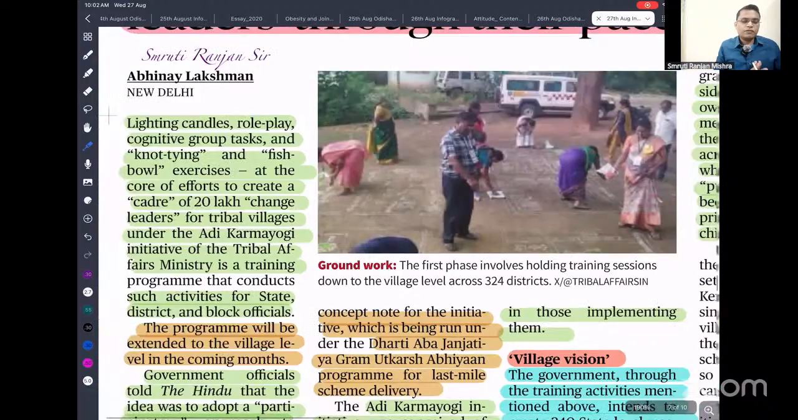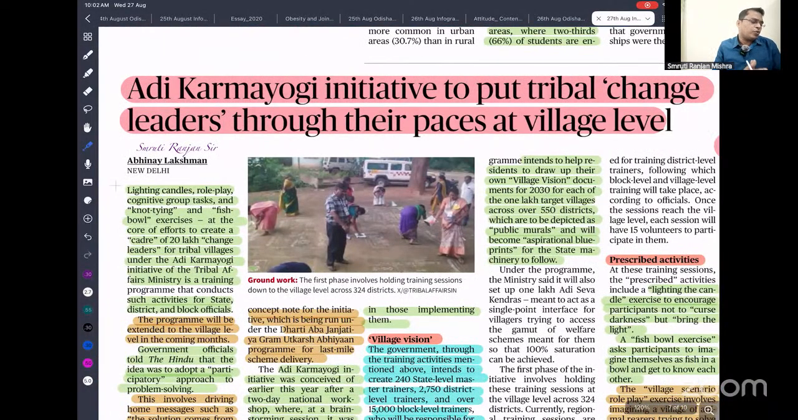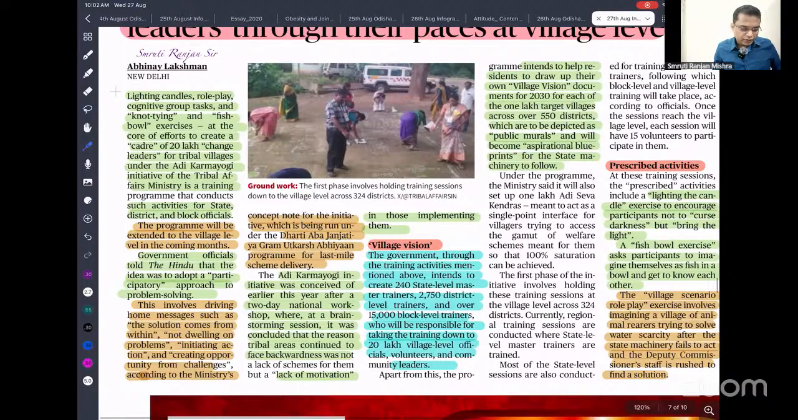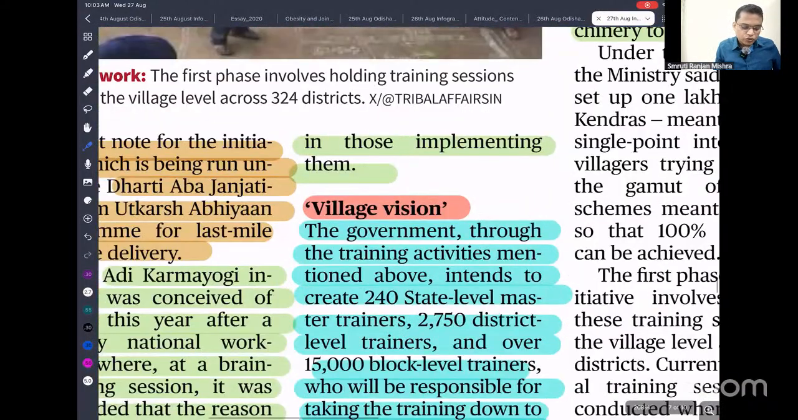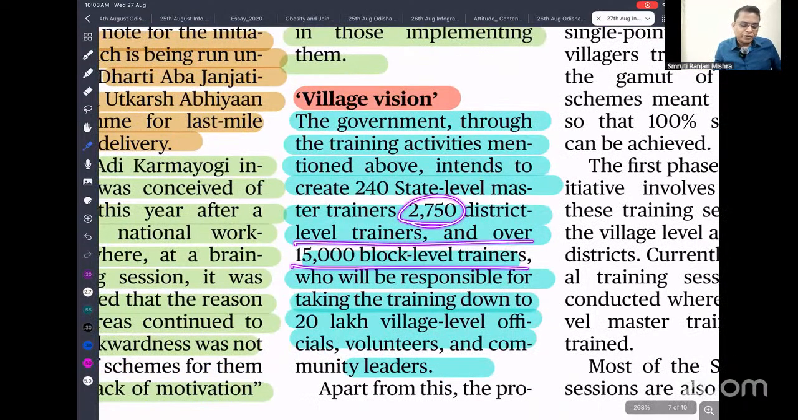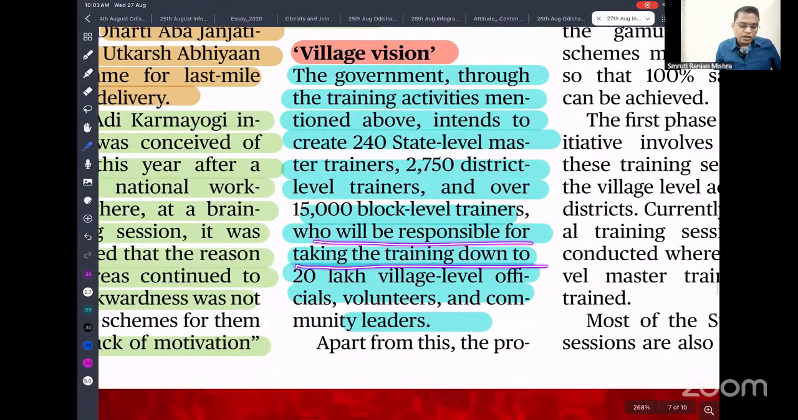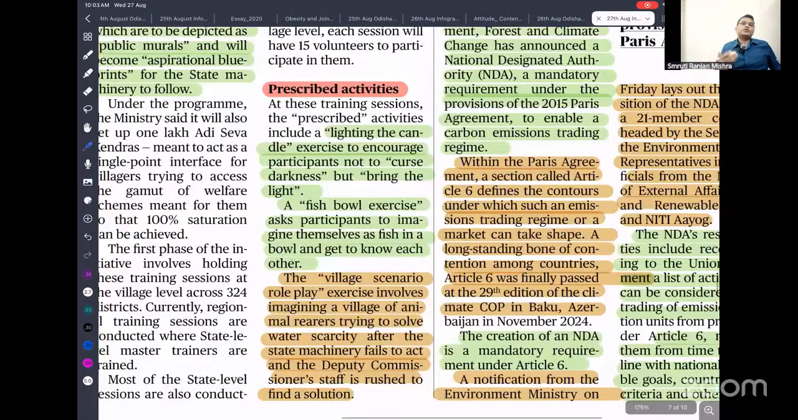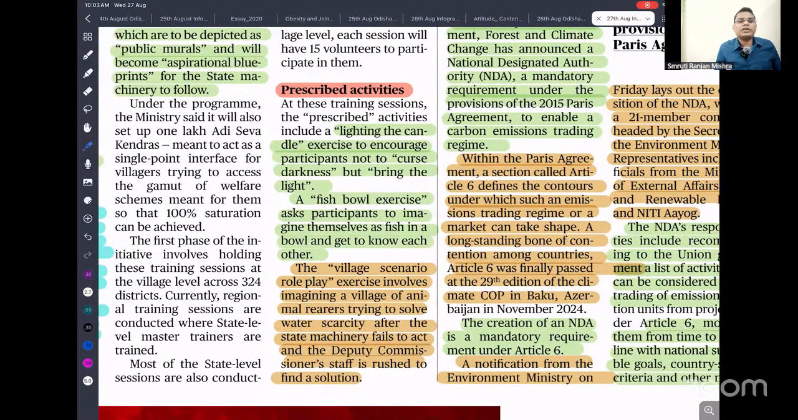A dedicated workforce for tribal development. They are going to promote and propagate change in behavior among the tribals, so that our tribals can be brought into the mainstream of development. Okay, so you can see village vision. Through the training activity mentioned above, the government intends to create 240 state level master trainers, 2750 village level trainers and 15,000 block level trainers, who will be responsible for taking the training down to the 20 lakh village officials, volunteers and leaders. So that is what they basically aim at: to create more awareness and more participation among the tribal people.